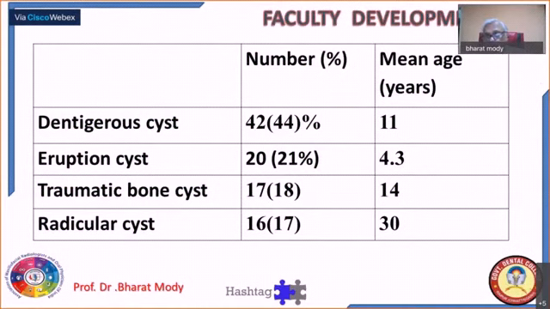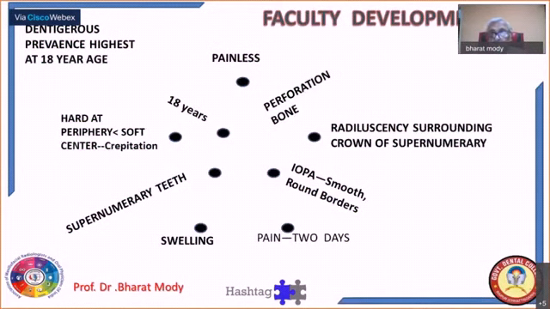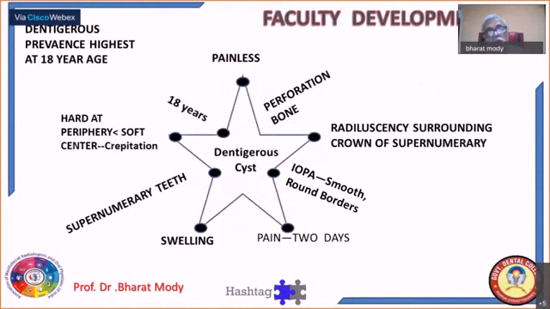The dentigerous cyst is most common. Radicular cyst is more common, but it is at a later stage. Other cysts also could be present. Now you ask the students to connect the dots. Painless swelling was there. Now, for the last 2 days, it has started paining. On examination, there is hardness and softness, both, which means that perforation has taken place. Supernumeraries are present, and there is a radiolucency surrounding the crown of the supernumerary, and the patient is of the age of 18. So when you connect all these dots, ultimately you come out with a dentigerous cyst.